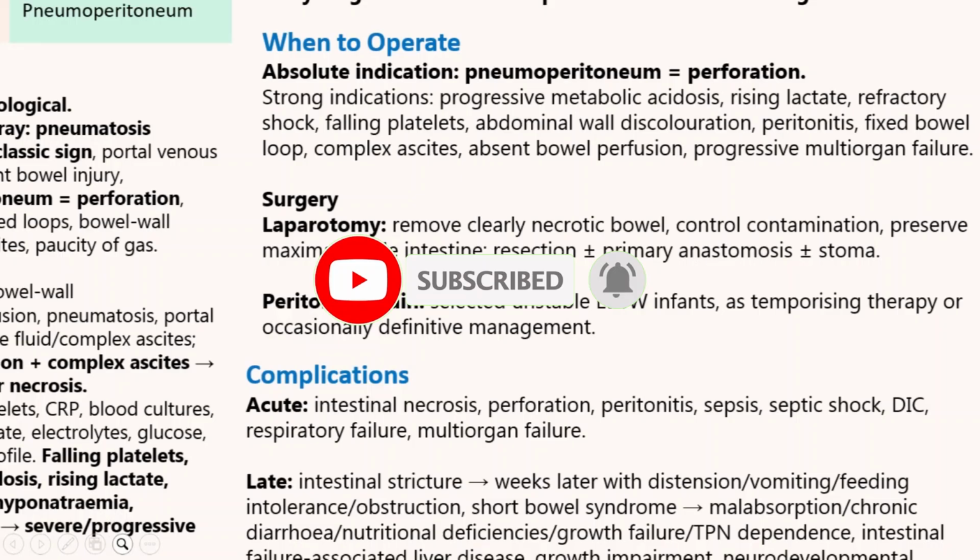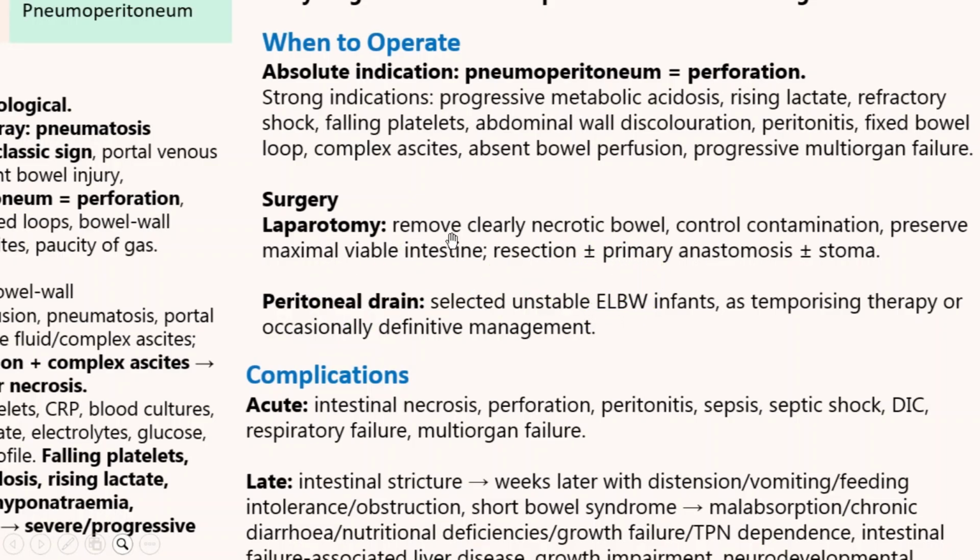Then the surgery that can be done, we can have a laparotomy, which will remove clearly necrotic bowel, contamination, and preserve the maximum viable intestine, because you don't have to cut out a lot of the intestines. There is that risk of short gut syndrome or short bowel syndrome that will develop with people who have had resection of parts of, and anastomosis of parts of, the intestines.